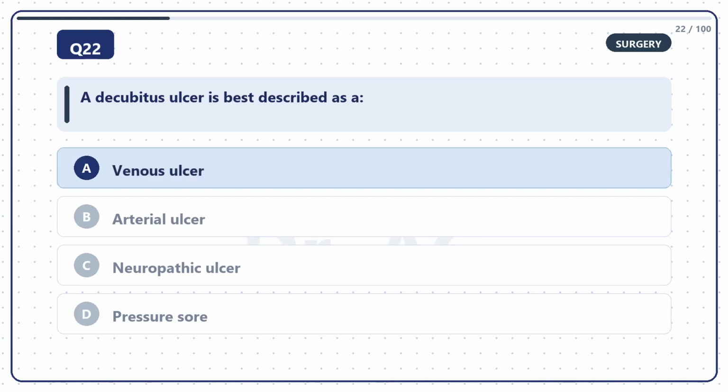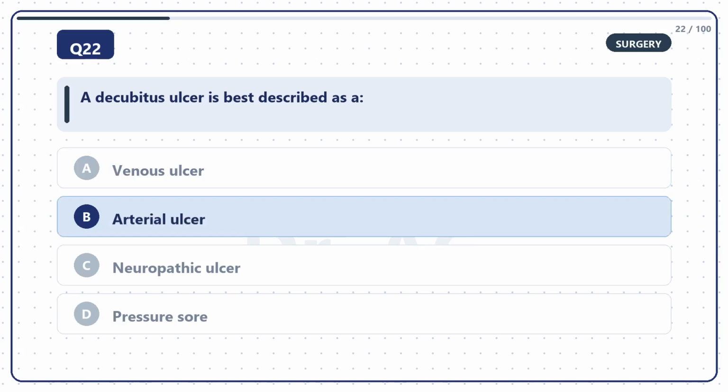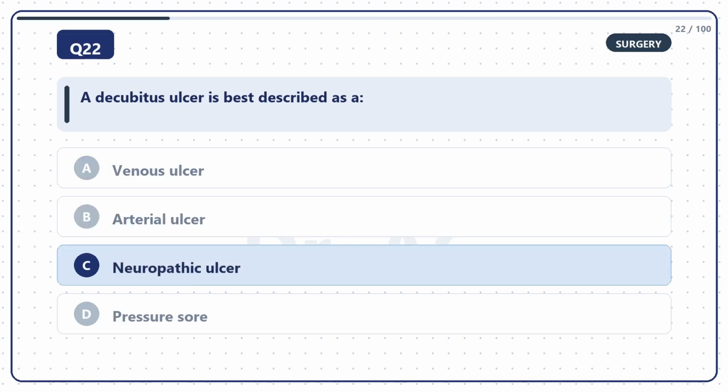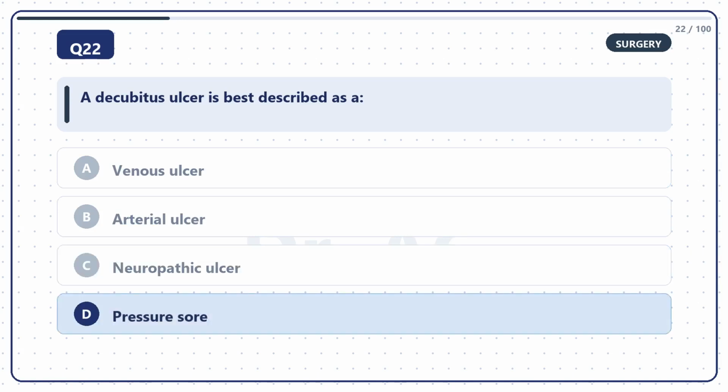Option A. Venous ulcer. Option B. Arterial ulcer. Option C. Neuropathic ulcer. Option D. Pressure sore.